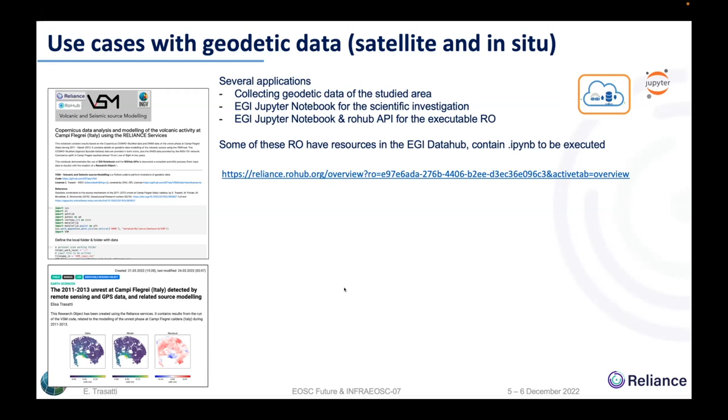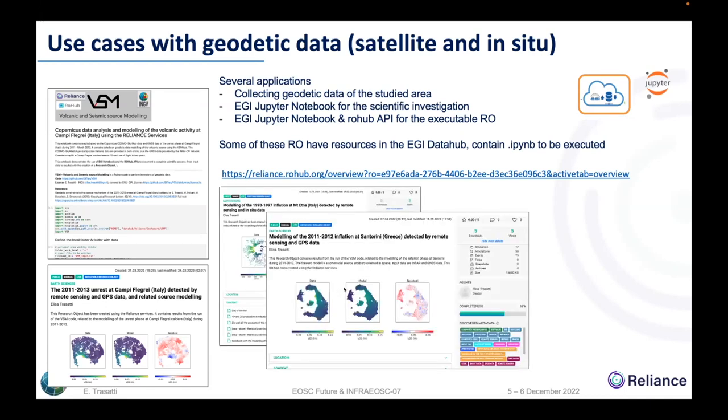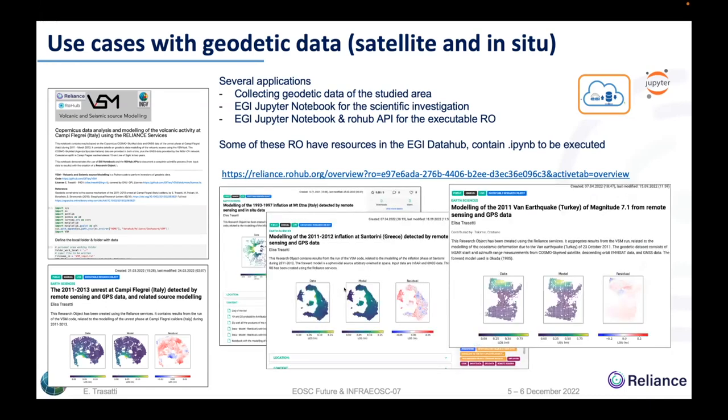I just want to say with this slide that we collected geodetic data of volcanic areas, and we did several scientific investigations using EGI notebooks. They can be executable because they are uploaded in several research objects. What I want to say is that we created these research objects using the ROHUB APIs, which I will show later.